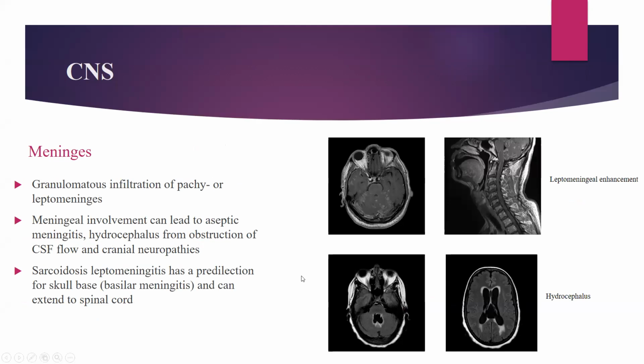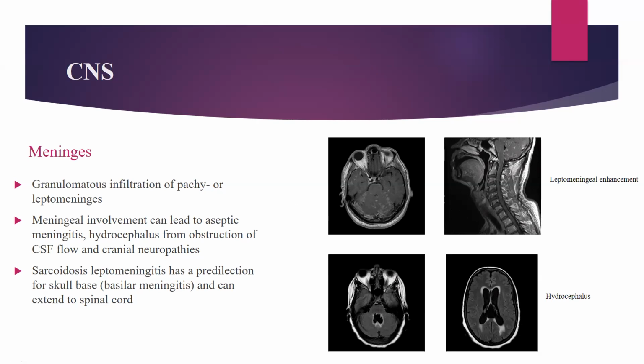Meninges can be involved and could be either pachy or leptomeninges. It leads to aseptic meningitis, which is the most common presentation of meningeal involvement. But this leptomeningeal disease can lead to cranial nerve dysfunction and can lead to hydrocephalus from obstruction of CSF flow, as you can see in the lower MRIs. And here you can see the leptomeningeal enhancement that sometimes goes actually down on the spinal cord.